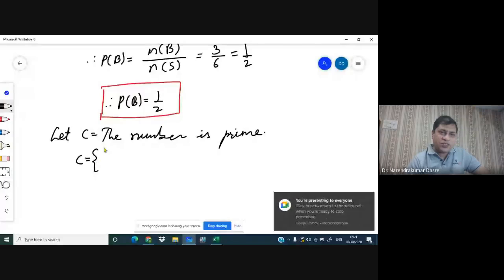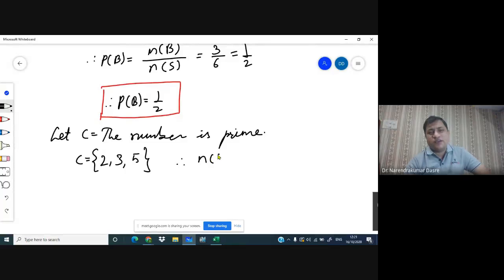So we got the observations. The sample points in C: what are the sample points in C? We have 2, 3, and 5. And again we can see the number of sample points in C is equal to 3.